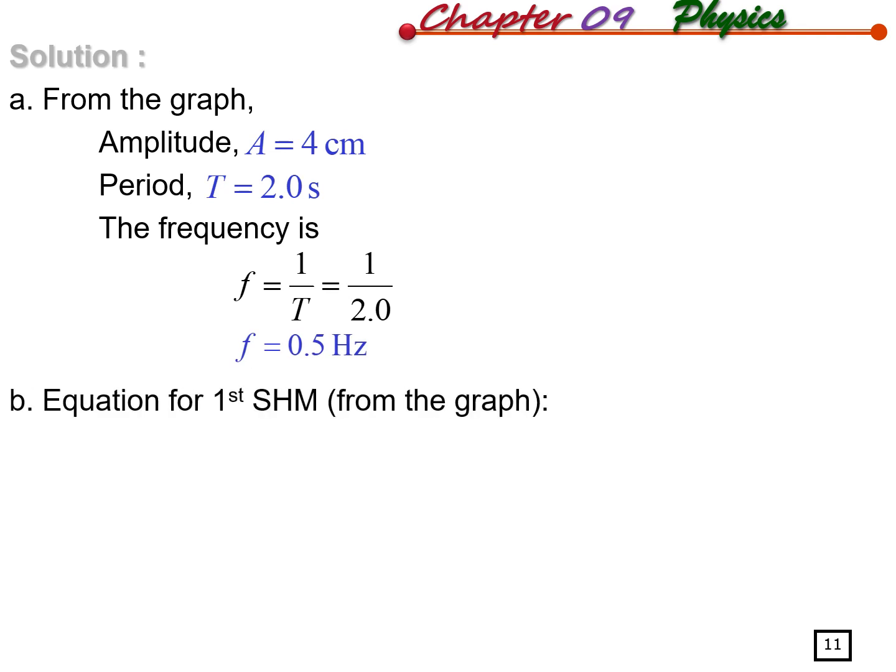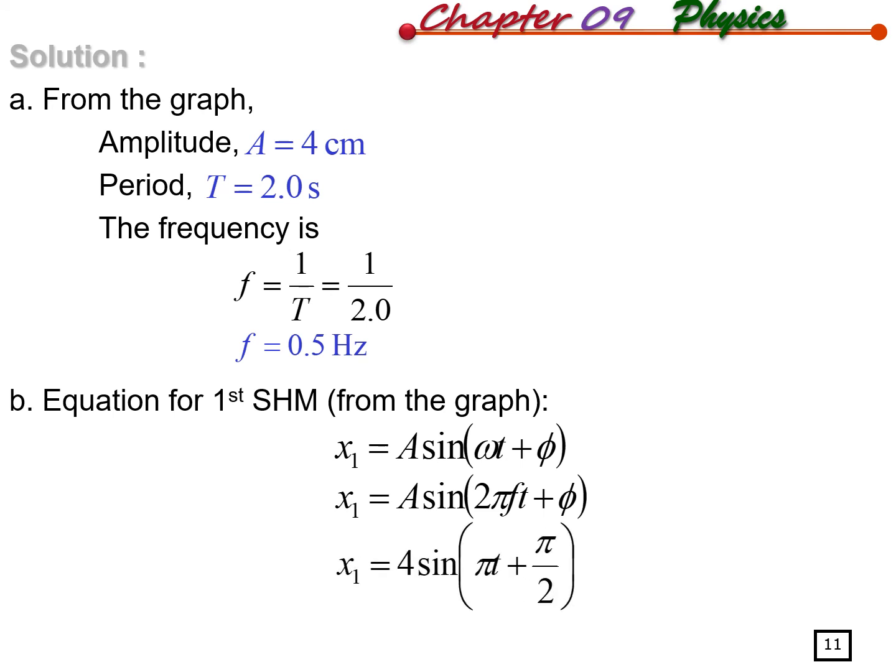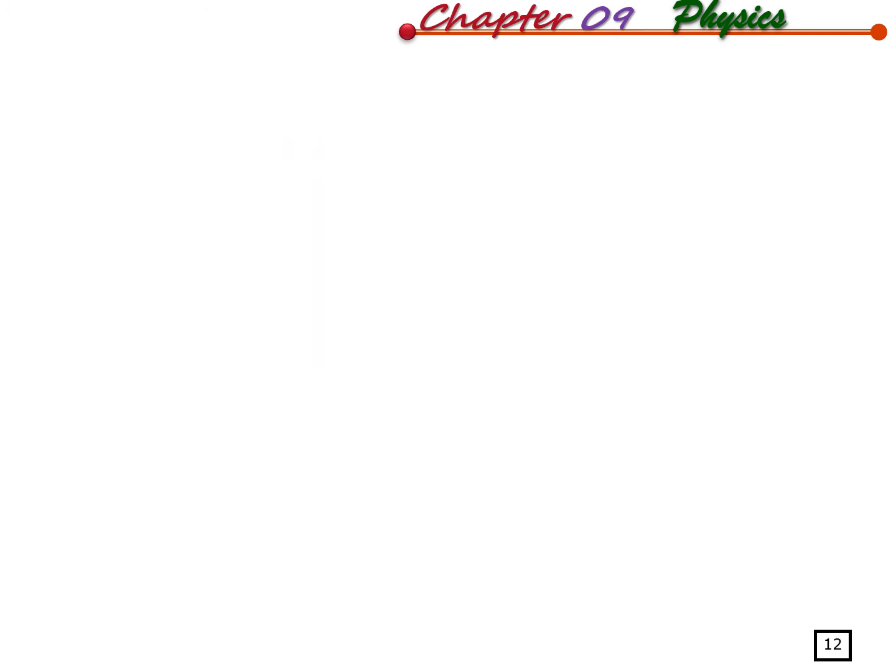Okay, and then we can make the equation for the simple harmonic motion for the first graph. Since it is not starting from 0, that means you will have an initial phase which will be equivalent to pi over 2. Okay, let's say this one is x1, the first one.